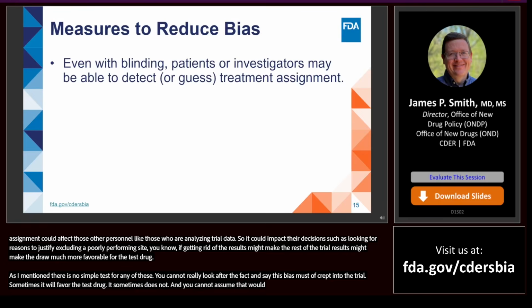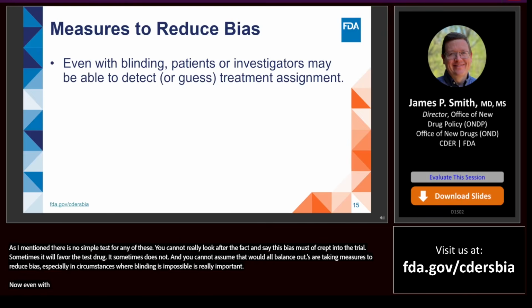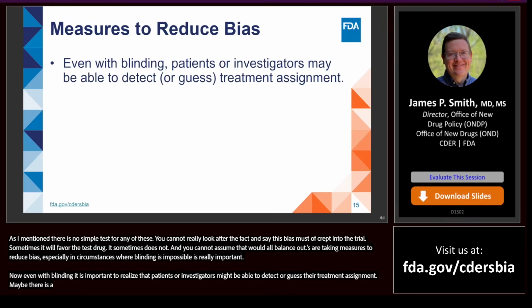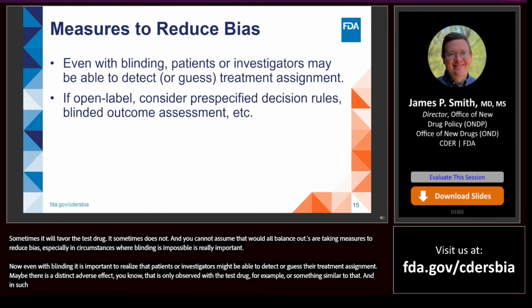Now, even with blinding, it's important to realize that patients or investigators might be able to detect or guess their treatment assignment. Maybe there's a distinct adverse effect that's only observed with the test drug, for example, or something similar to that. And in such cases, especially if the study is open label, one should consider pre-specified decision rules, blinded outcome assessments, and other measures.